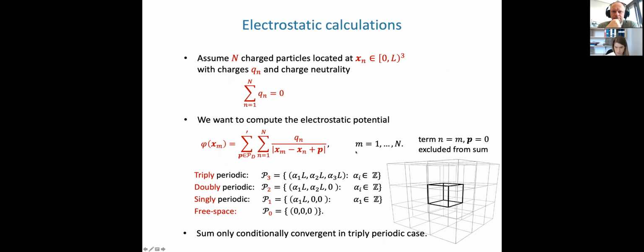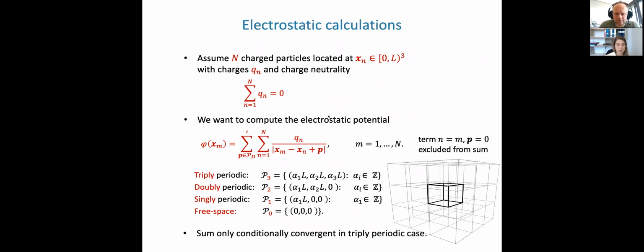So what we're doing now, we want to compute the electrostatic potential. This is very common, for example, in molecular dynamics simulations. You need to find the electrostatic potential or force or energy, but here I'm just writing the potential. And it's very common then to have periodic boundary conditions, because you don't want things to be in a vacuum, you want to take these replicating boundary conditions.